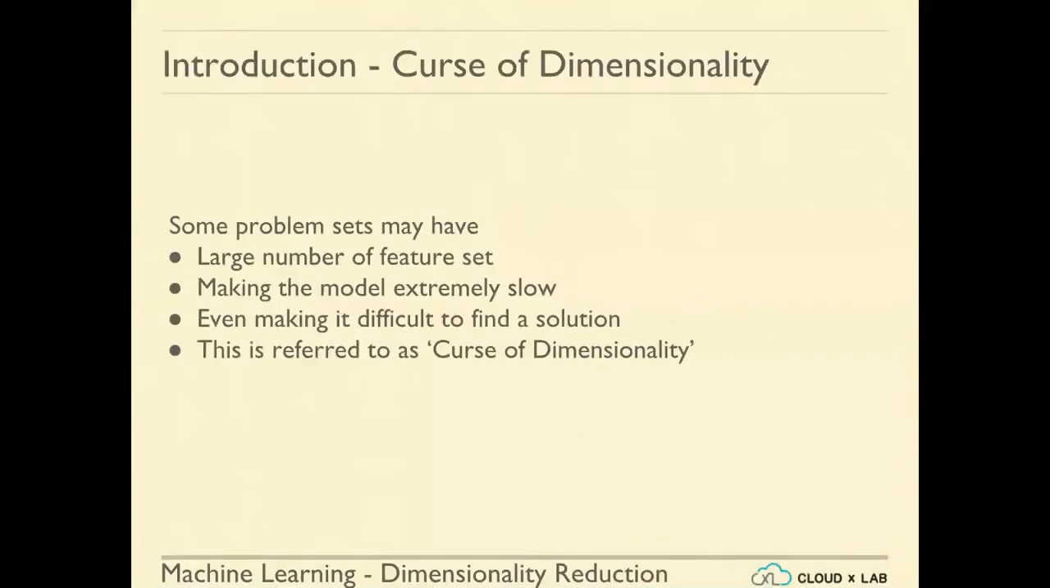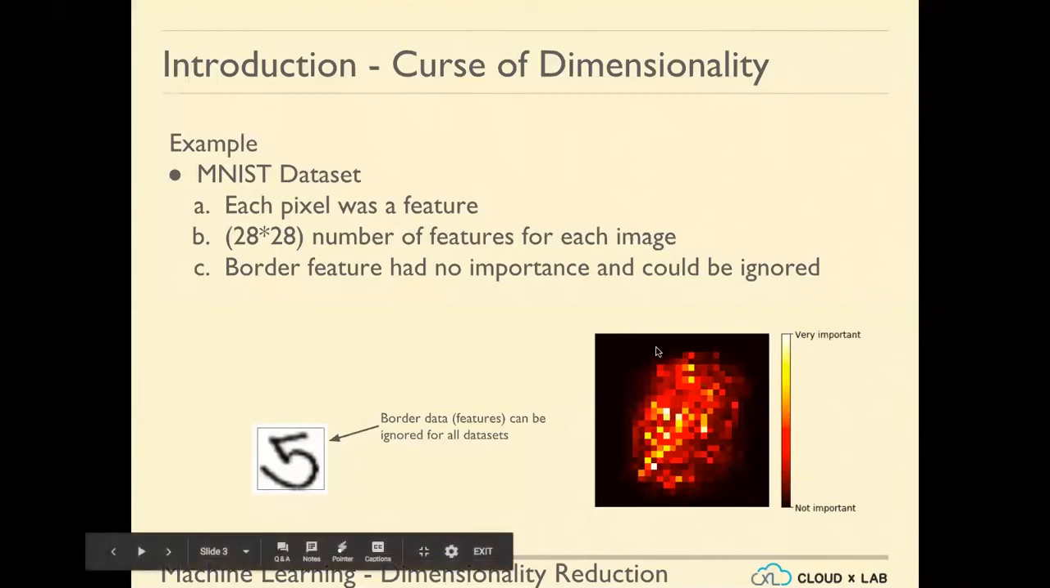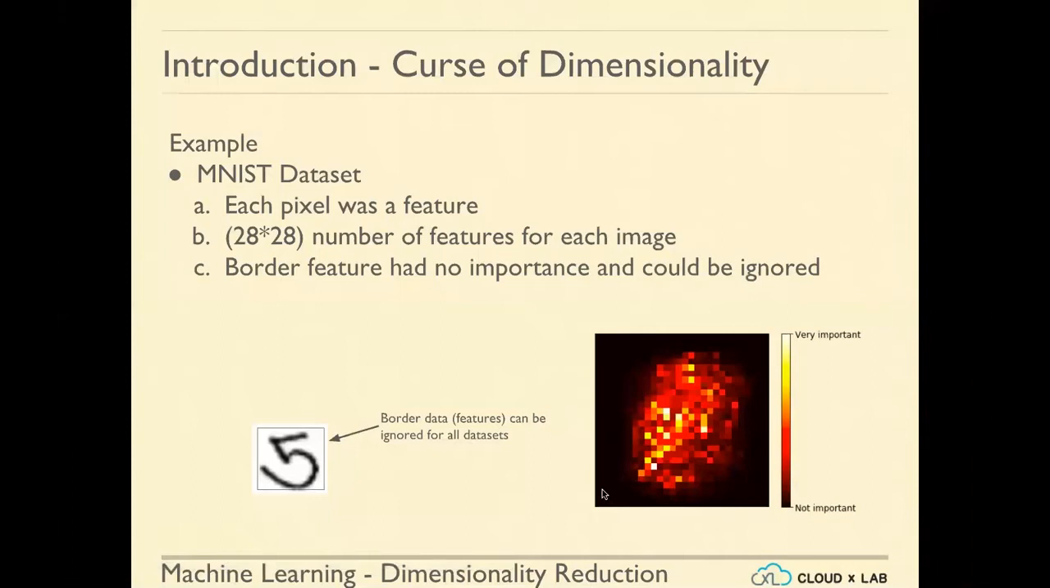Some problem sets may have a large number of features, making the model extremely slow, making it impossible to solve many times, even making it difficult to find the solution. This is referred to as the curse of dimensionality. As we studied earlier, when we saw the feature importances, we observed that a lot of features were not important. Here, all these features that we drew earlier, the ones that are black, were not important. Now, we figured this out after we were done with the training, after we were done with the entire heavyweight lifting, we figured this out at the last, correct?